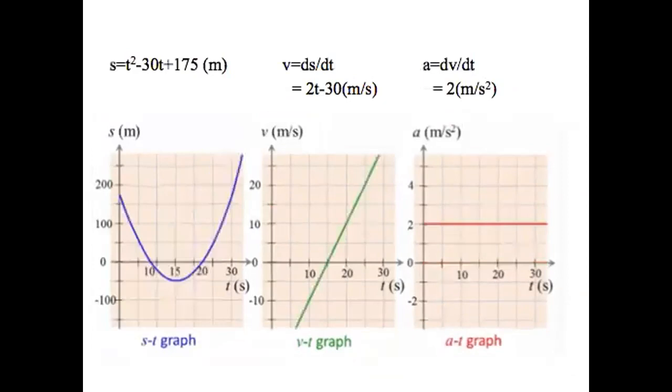Next example. This is another position function of time. If we take the derivative of position, we get the graph of v versus time. We have a linear velocity. Taking the derivative of the velocity, we get the graph of a versus t. We have a constant acceleration, 2 meters per second squared.